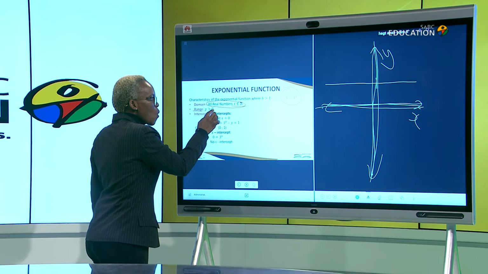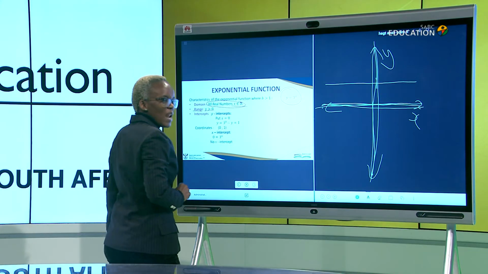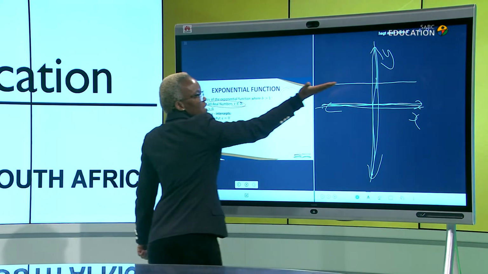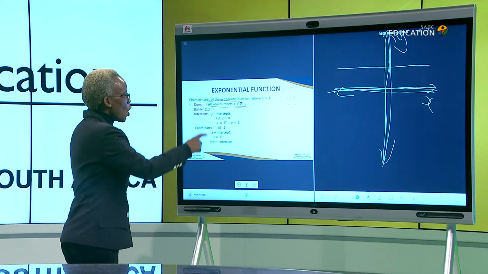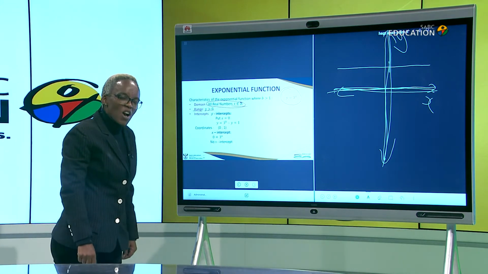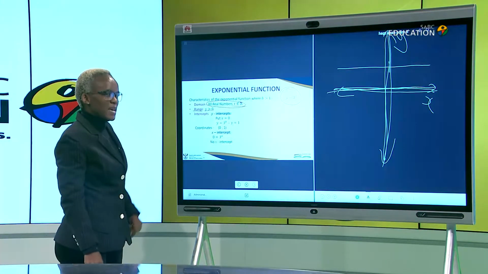Our range will be y is greater than 0. It means the positive part, it's above the x-axis. Now, where is our x-axis? Our x-axis is here. So where will our function be? Our function will be above the x-axis. So that will be the range of the graph. So the range is y is greater than 0. Now the intercept.